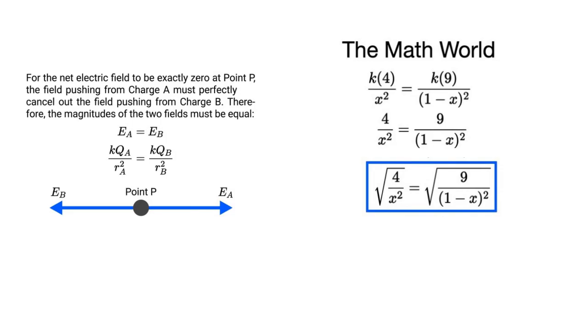By taking the square root of both sides, we can solve for the distance where these fields balance perfectly, allowing us to determine the exact point where the net electric field is zero. Taking the square root of both sides, we simplify it to 2 over x equals 3 over 1 minus x. Multiplying both sides by the denominators results in 2 times 1 minus x equals 3x, which we can solve further to find the specific location of point P where the fields cancel each other perfectly.